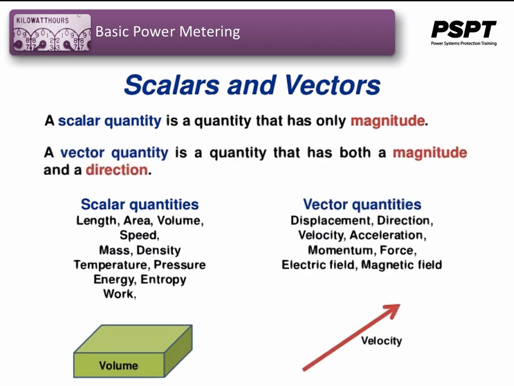Vector quantities are scalar quantities with direction. So there's a direction associated with a magnitude. Some vector quantity examples are displacement, direction, velocity, acceleration, momentum, force, electric fields, and magnetic fields. And we are also going to add to this in electrical quantities: voltage, current, and impedances. But they have a special name, which we're going to see in the next few slides.